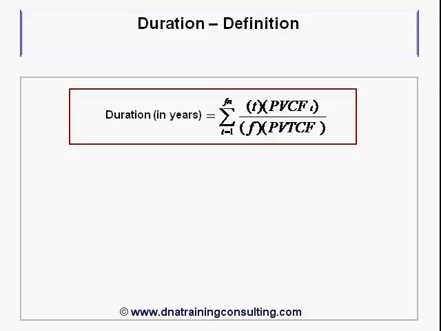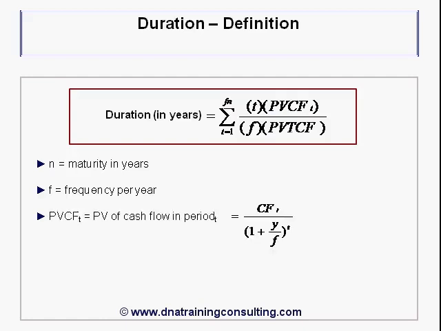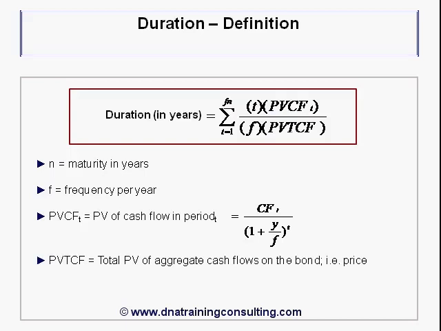The formula for a bond's duration is shown here, where N is the bond's maturity in years, F is the payment frequency per annum, and PVCFT means the present value of the cash flow at the end of period T, which of course is nothing more than that cash flow size discounted in the normal way for T periods. And finally, PVTCF is the total present value of aggregate cash flows under the bond, which of course means the bond's price.